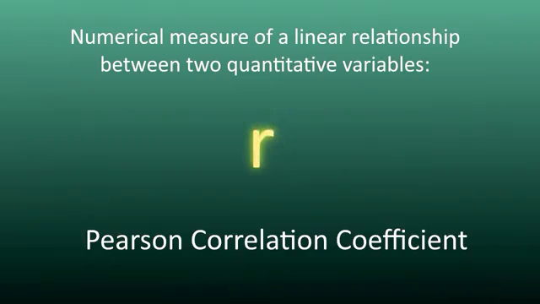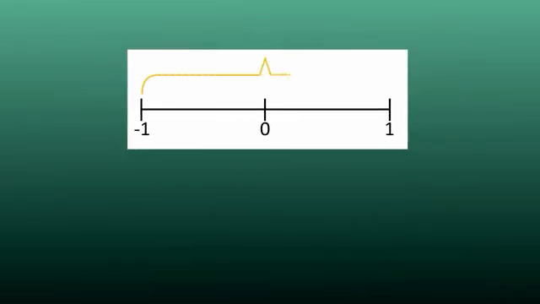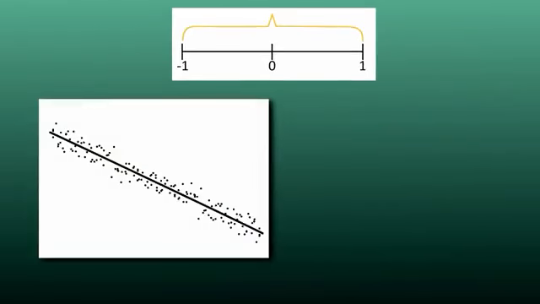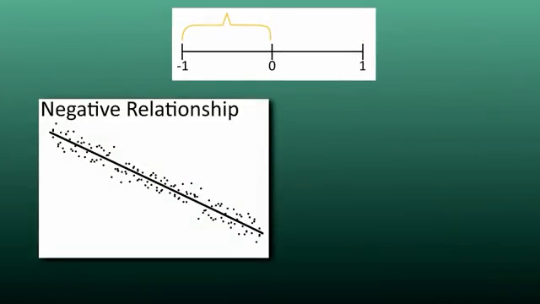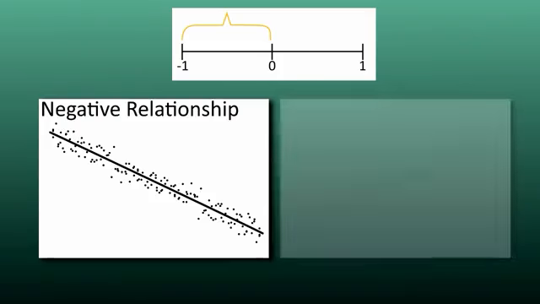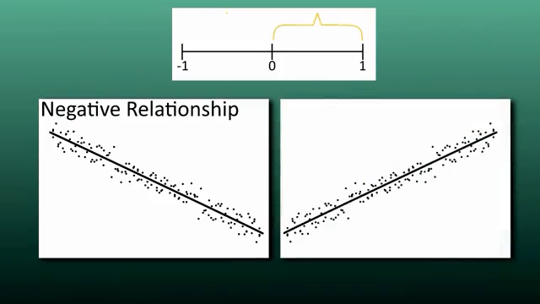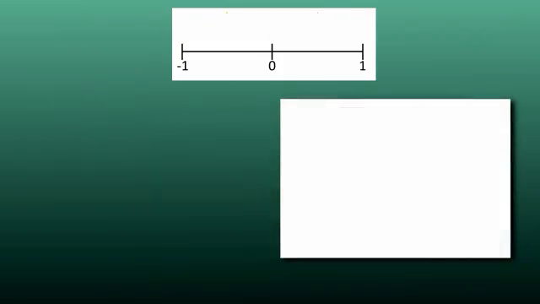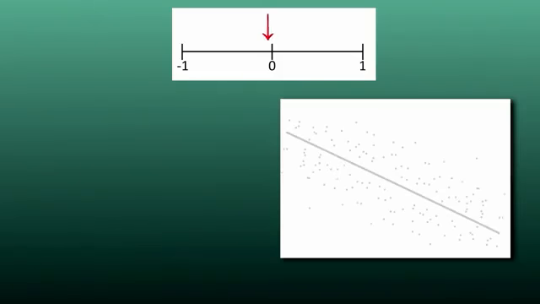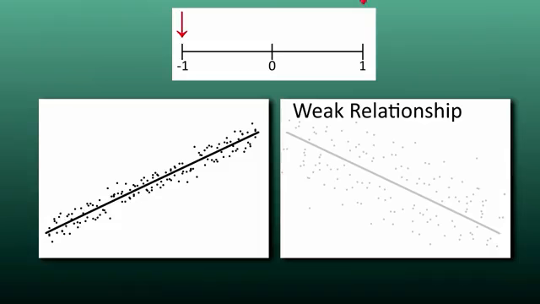The value of r ranges from -1 to +1. Not surprisingly, negative values of r indicate a negative direction for a linear relationship between the two variables, and positive values indicate a positive direction for the linear relationship. Values that are close to 0, whether they're negative or positive, indicate a weak linear relationship, and values that are close to -1 or close to +1 indicate a strong linear relationship, either negative or positive.